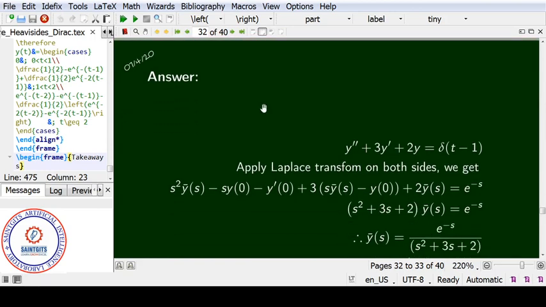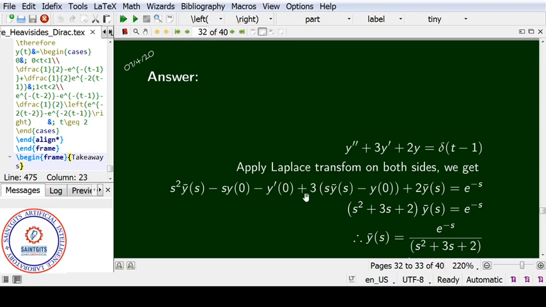I write the problem: y double dash plus 3y dash plus 2y is equal to delta of t minus 1. Now apply the Laplace transform on both sides. So Laplace transform of y double dash plus 3 into Laplace transform of y dash plus 2 into Laplace transform of y is equal to Laplace transform of delta of t minus 1. We evaluate this. Laplace transform of y double dash, we have that result: s square into y bar of s minus, decrease the power of s by 1, s raised to 1 into y of 0, minus, decrease again, power of s raised to 0 into y dash of 0. These terms correspond to the Laplace transform of y double dash.